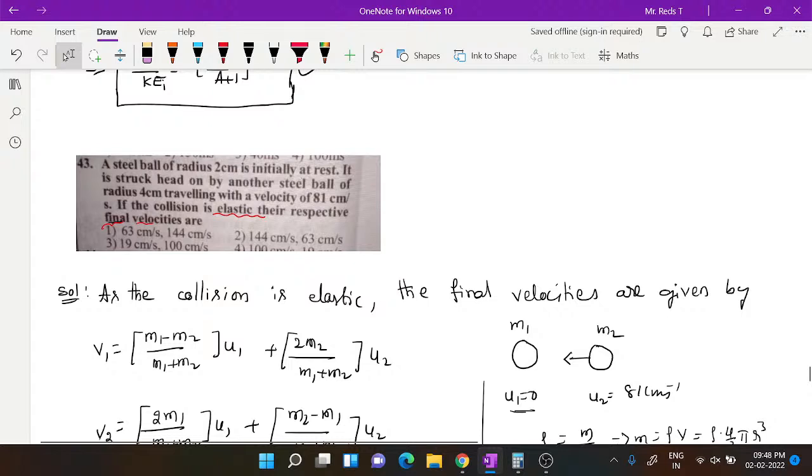So how to approach? What is given and how to approach? You have to carefully understand what is given first. A steel ball of radius 2 centimeter is initially at rest. It means it is the first one. The first one is initially at rest. So let us mark here.